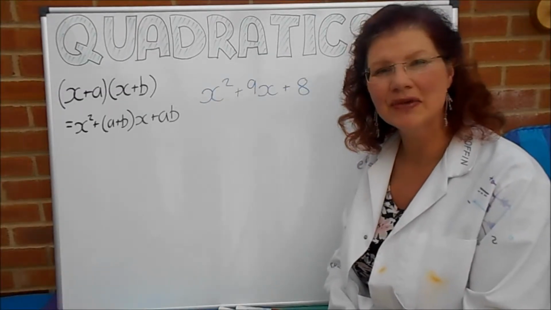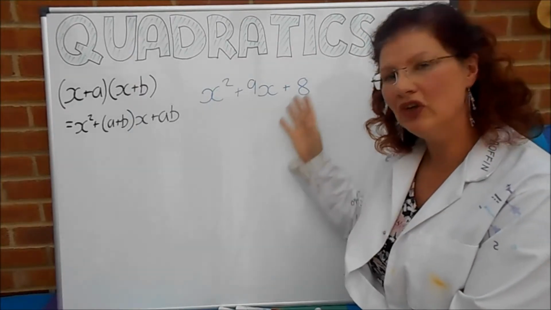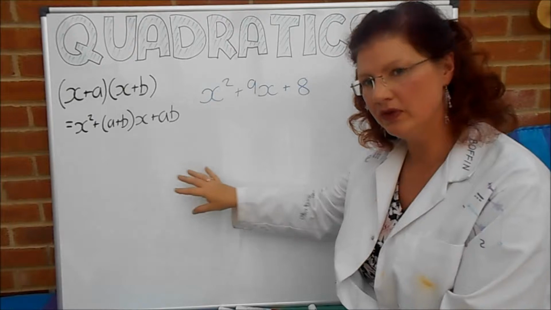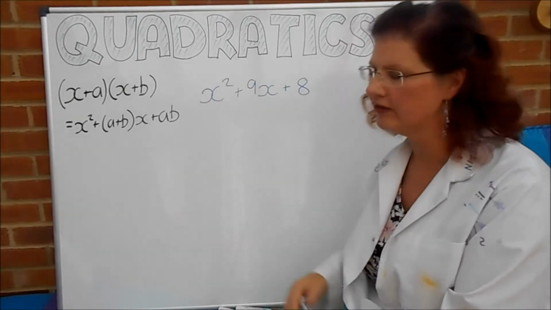Right, let's have a go at factorising. Here I've got a quadratic. So this is what I would have got as my answer if I'd started off with the two sets of brackets and multiplied them out. So this is the answer. We want to know the question.